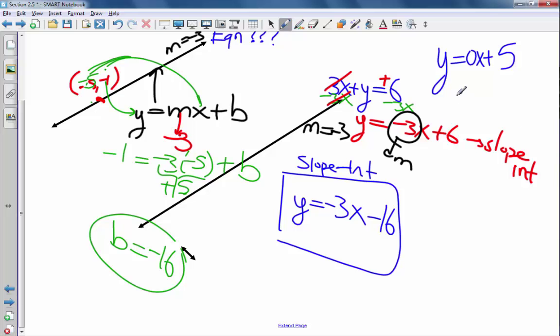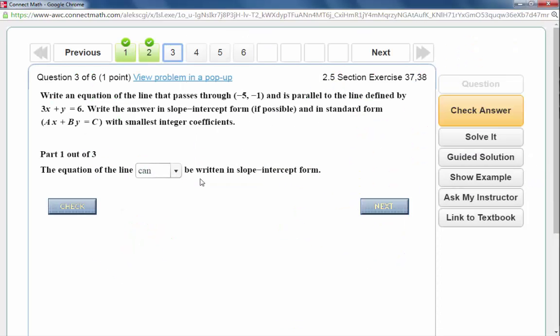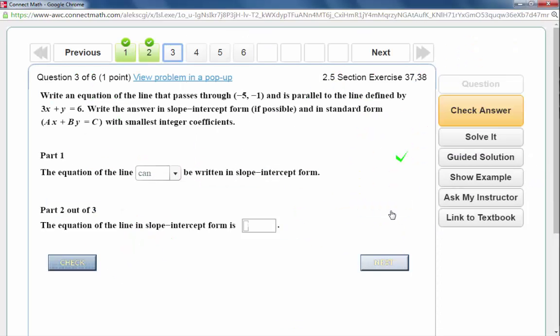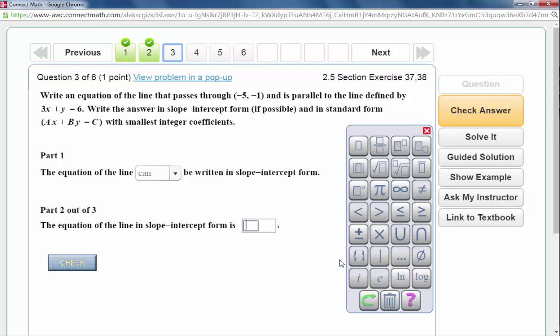But the vertical lines, this one is a vertical line. Where is your y? You need to have a y, right? Y equals mx plus b, you cannot make it up. Those lines cannot be made, okay? So this one is safe. This can be done because we found it already. And that was y equals negative 3x minus 16.